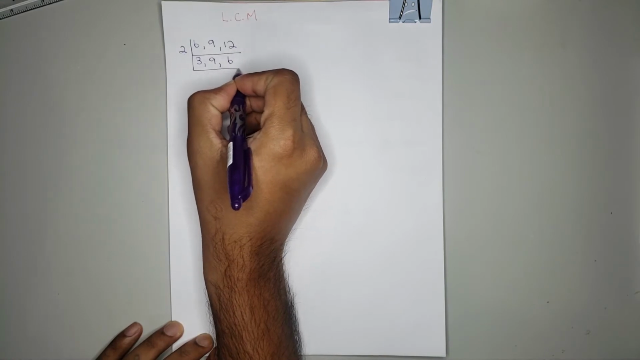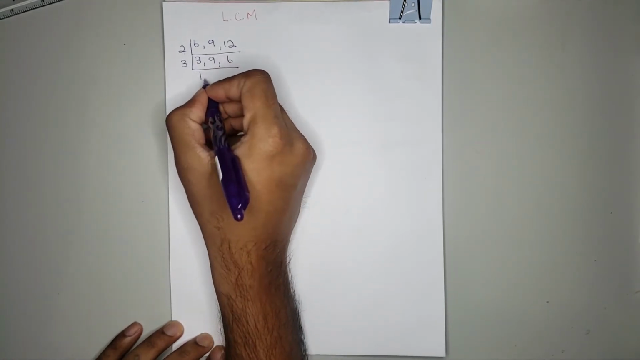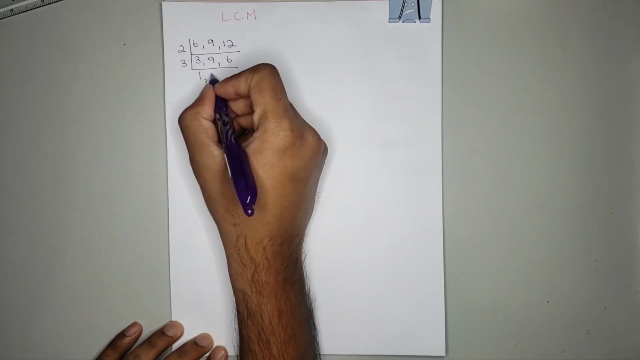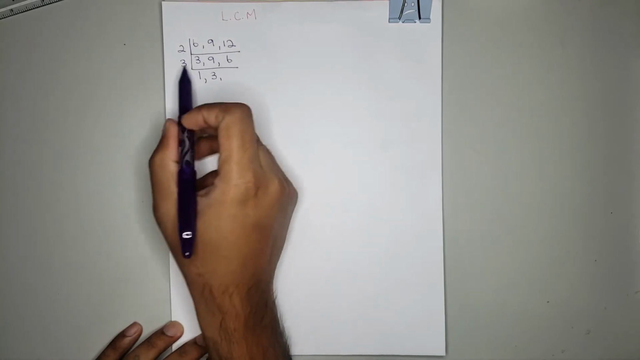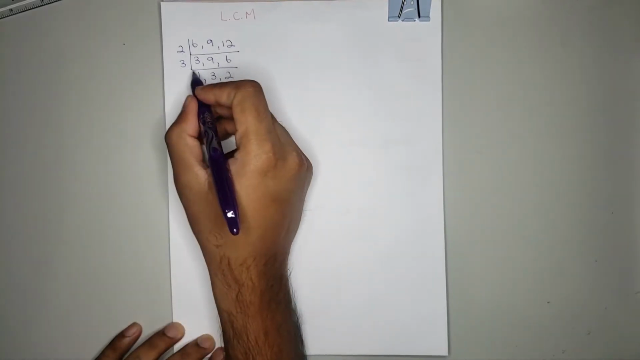And another number we could try here is probably 3. We see 3 could go into 3 1 time without leaving a remainder. 3 could go into 9 3 times without leaving a remainder. And 3 could go into 6 2 times without leaving a remainder.